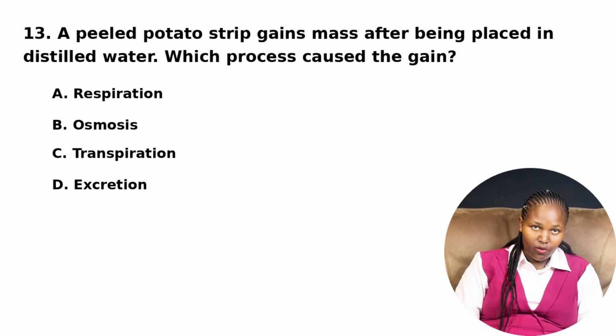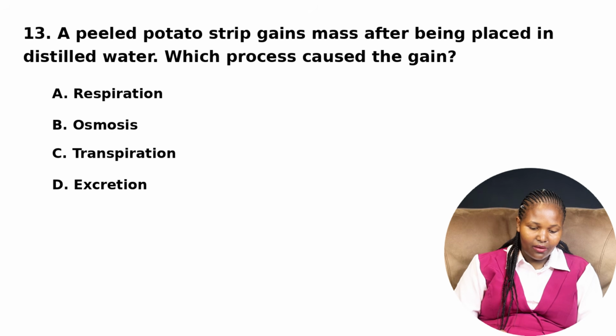Now, why are the other options wrong? Let us look at them. We start with A, respiration. Remember that respiration releases energy from food, so this cannot be respiration. Option B is correct. What we have here is osmosis. And then option C, transportation, is water loss from plant surfaces. That is what we call transpiration, water loss from plant surfaces.